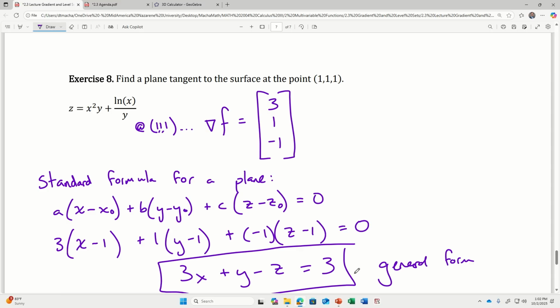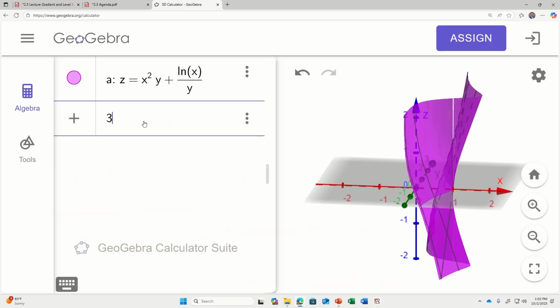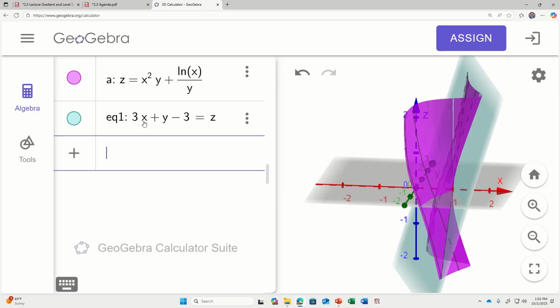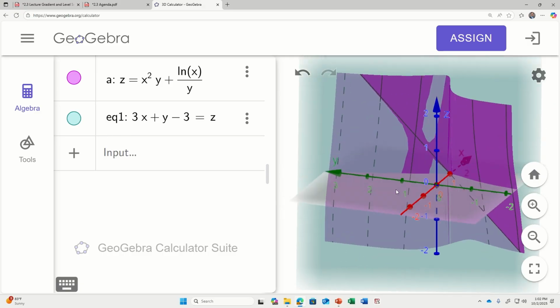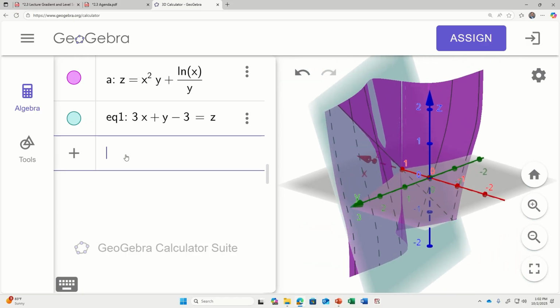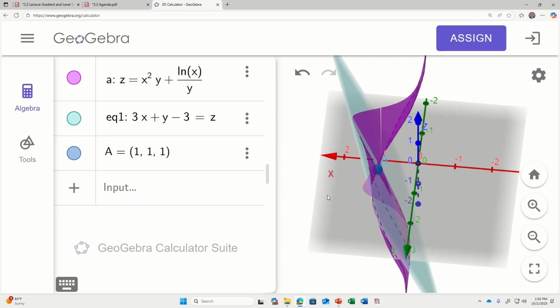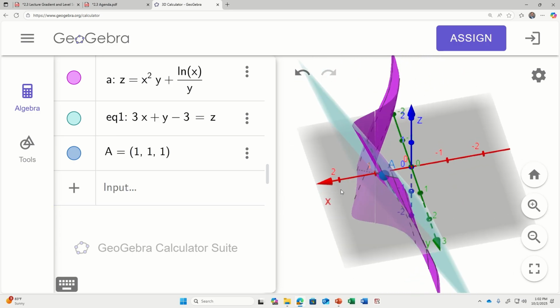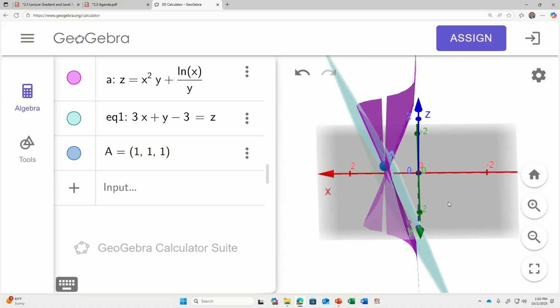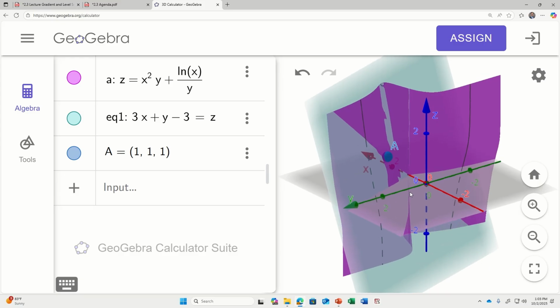And then we're going to type in my plane equation, 3x plus y minus z equals 3. And I'm hoping that at the point 1, 1, 1, we see that this plane intersects the surface and has all the same directional derivatives as the surface at that point. And maybe it's a little bit hard to see, but I think that's true.